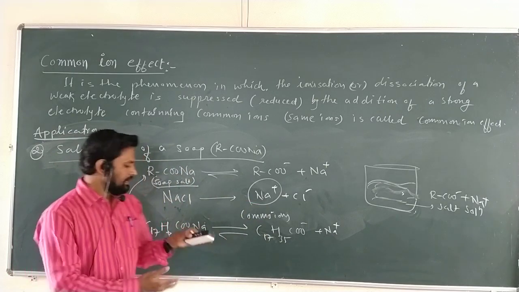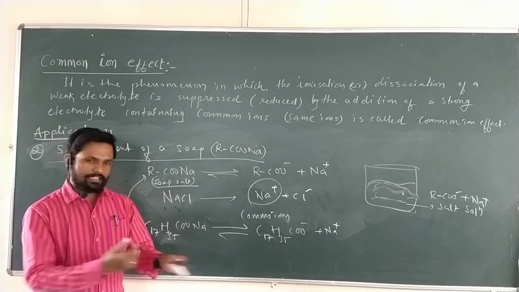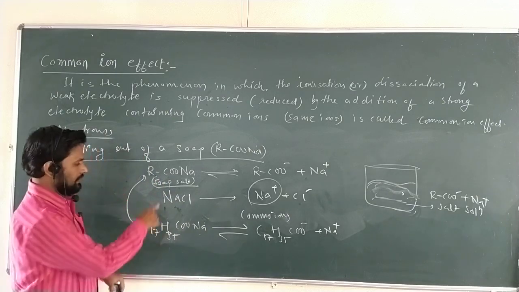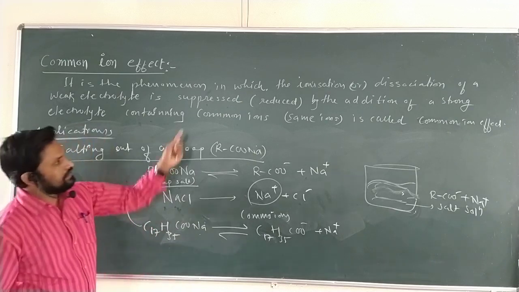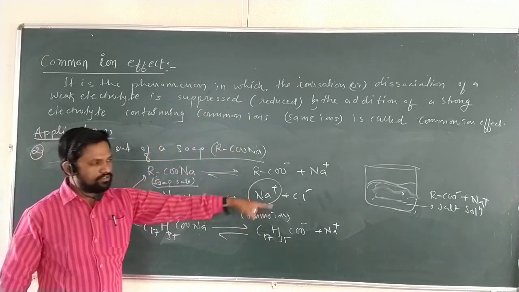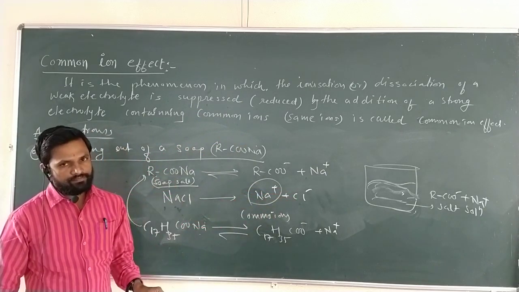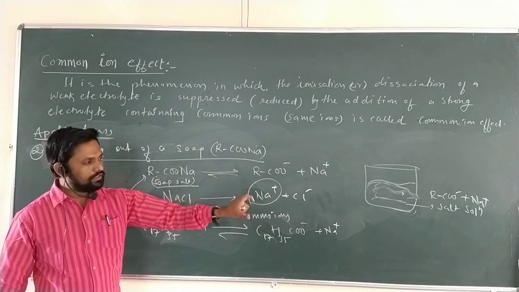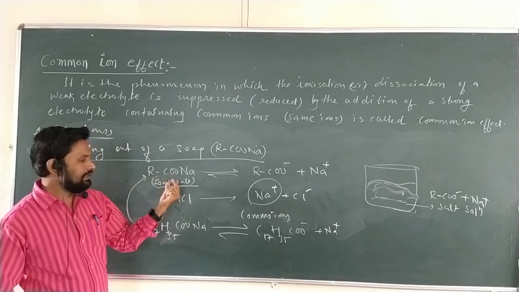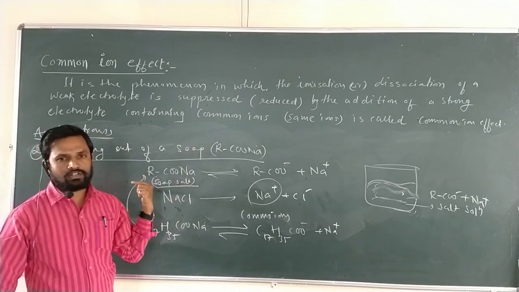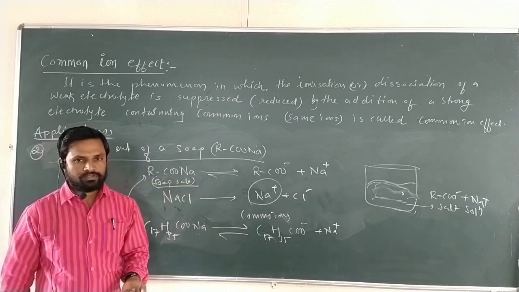Once salted out, the separation is easy. The solid salt of RCOONa is easily separated with the decrease in the ionization of RCOONa. Because we are adding one more strong electrolyte with common ions into the saturated solution of soap, the concentration of one of the common ions increases, the equilibrium is shifted towards the left side, and the ionization of the weak electrolyte is decreased, suppressed, and easily it can be salted out.